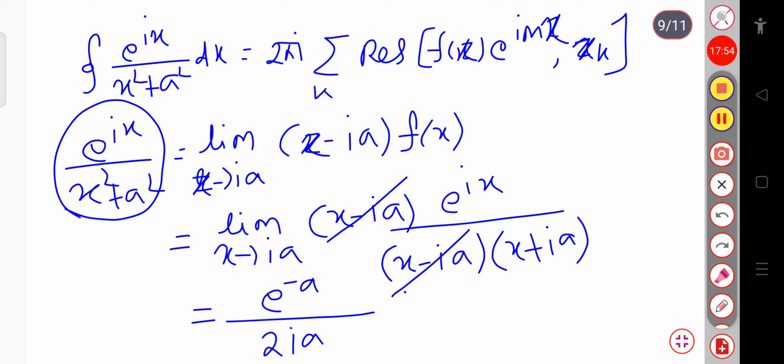So now we have calculated for this term. Okay, are you getting my point? Here I have calculated for this term, that is exponential minus a divided by 2 iota a. So here I am writing directly here.